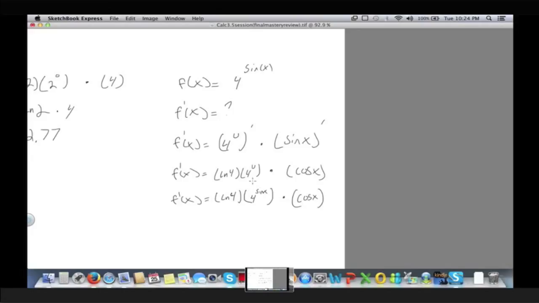Okay, that's good. All right, so again, a common mistake might be to say that the answer was natural log 4 times 4 to the sine x and just stop right there. The most common mistake is not realizing that there's an inside function and that we have to take the derivative of that as well. So that was the correct approach for that problem. Good. I'll write down another problem.